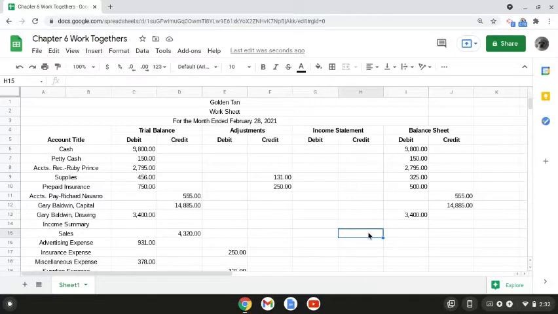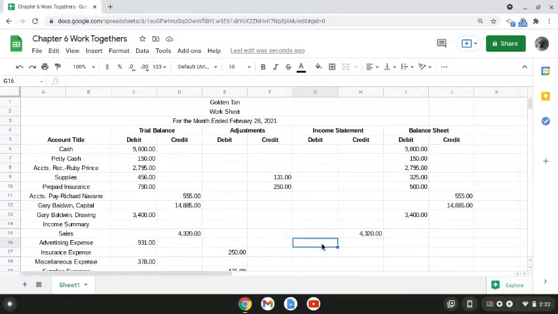column is going to be sales. So sales was recorded in the trial balance credit column as an amount of $4,320. So we are going to transfer this number over to the income statement credit column. All right, now we are done with our revenue accounts, and we are ready to move on to the final account, which are expenses.